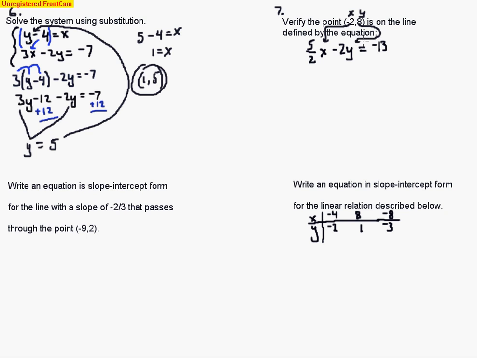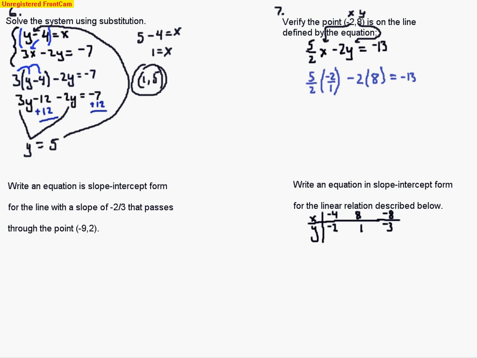And if it equals negative 13, you say yes. If it doesn't, you say no. So let's see if it does. So we write down 5 halves x. Now x is negative 2, so I'm going to write that as negative 2 over 1. And then minus 2 times 8. And this should all equal negative 13 at the end.